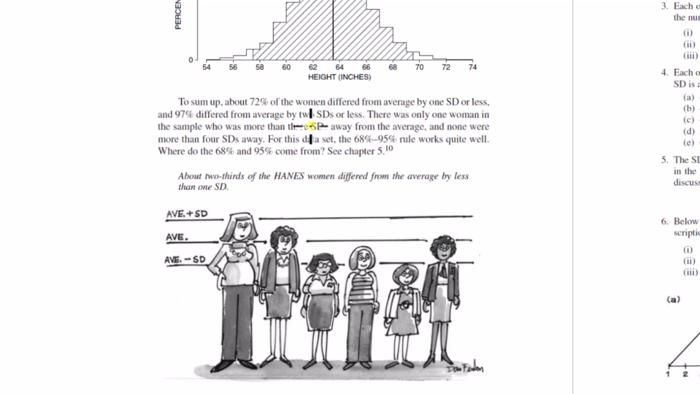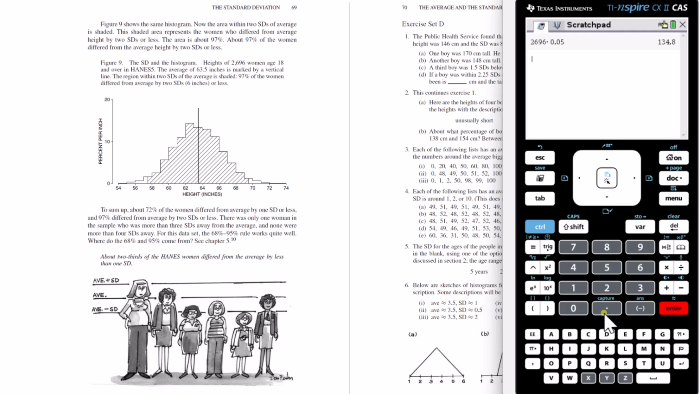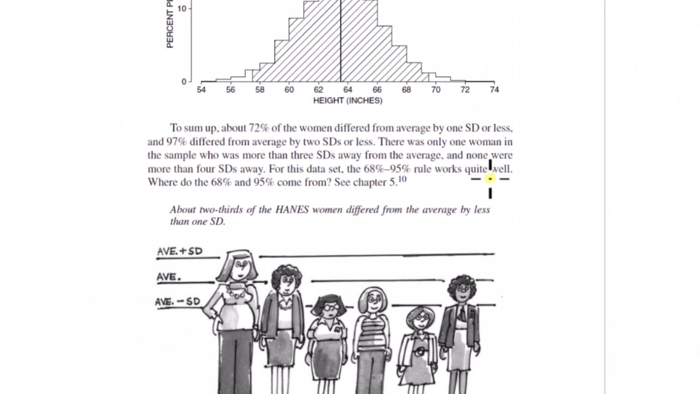There was only 1 woman in the sample who was more than 3 standard deviations away from the average, and none were more than 4 standard deviations away. Okay, so let's look at that. 97% of the data points were within 2 standard deviations. Greater than 2 standard deviations, there were about 81 women, and there was only 1 woman who was more than 3 standard deviations away from the average. None were more than 4. Okay. For this data set, the 68%, 95% rule works quite well.